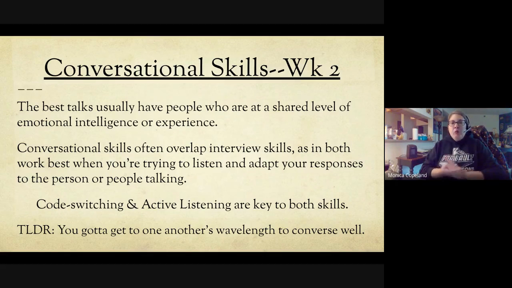One good thing about conversational skills is they often overlap interview skills, because in both conversation and an interview, you're trying to listen and you're trying to adapt your responses to the people talking. Code switching and active listening, you need both of those for conversational skills and interview. So I'm going to teach you those today. So there at the bottom, you can see too long, didn't read.